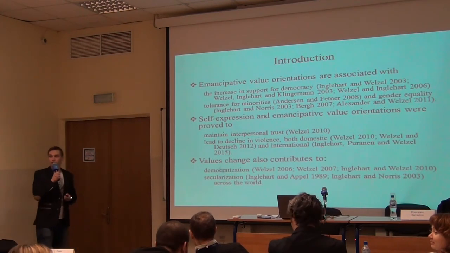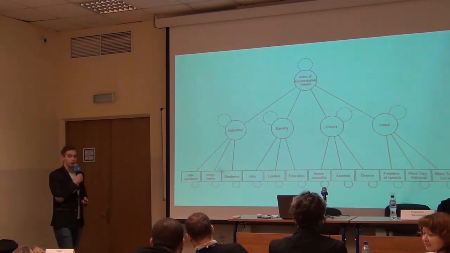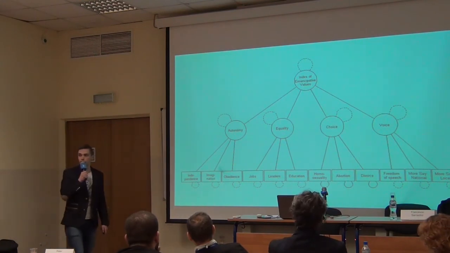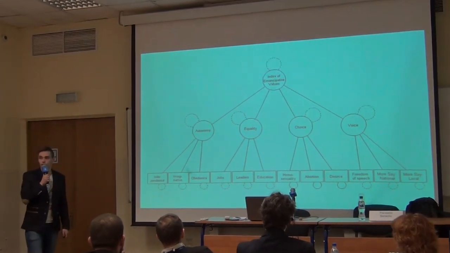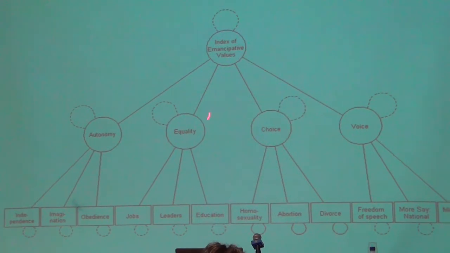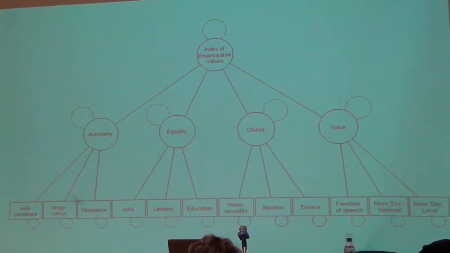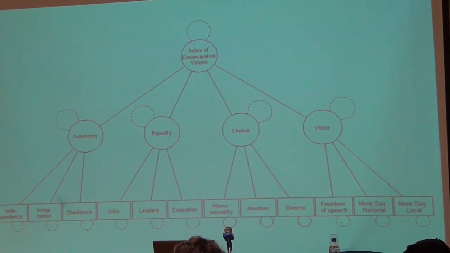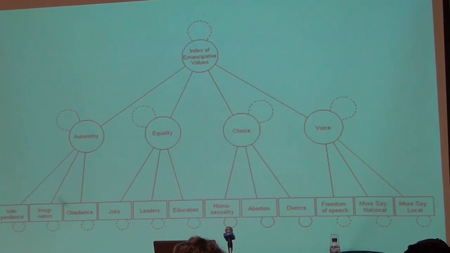But before I present the most important findings of my study, let me briefly recall what the index of emancipative values is. Actually, it's a second order construct, which combines four first order constructs, and each first order construct is defined by three observed indicators. The first construct measures personal preference on child autonomy. The second construct, equality, measures personal preferences for gender equality. The third construct measures individual priorities on reproductive choice. And finally, the fourth construct measures personal demand for political rights and freedoms. Each observed indicator is rescaled to the range from 0 to 1, and the overall index is just an arithmetic average of all first order indicators.